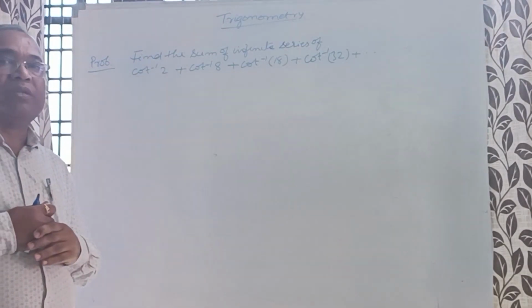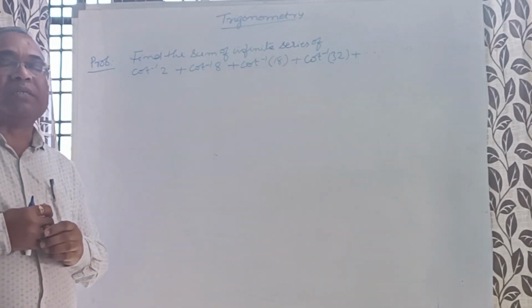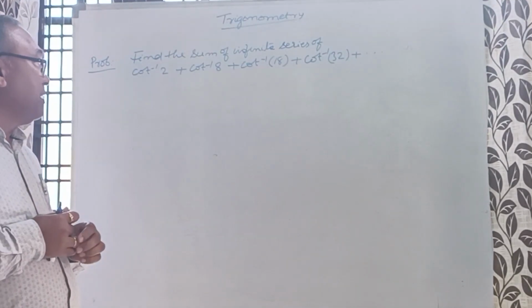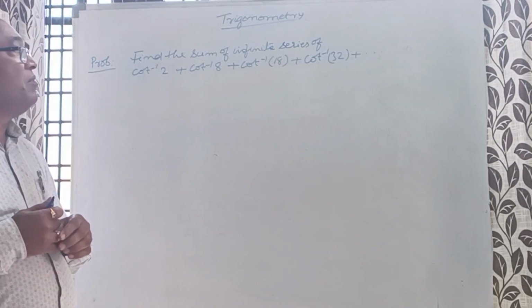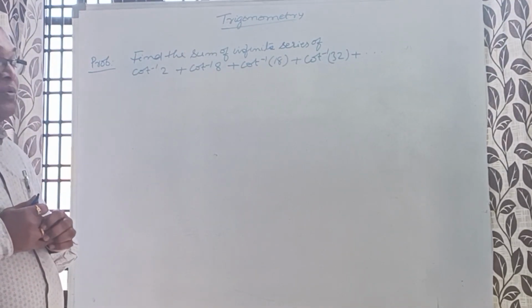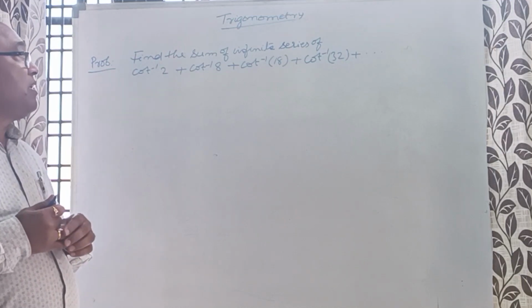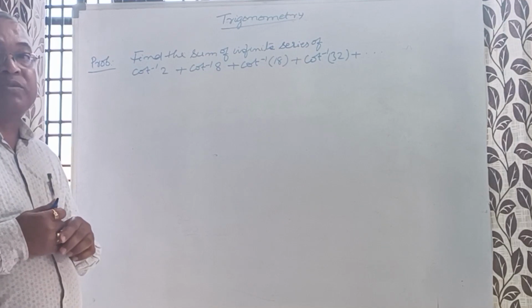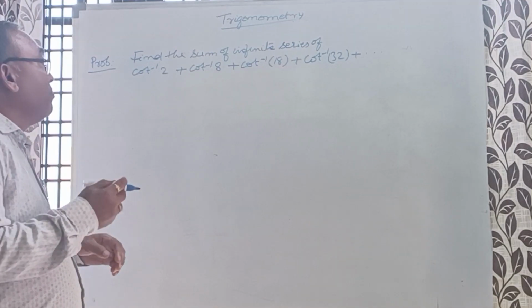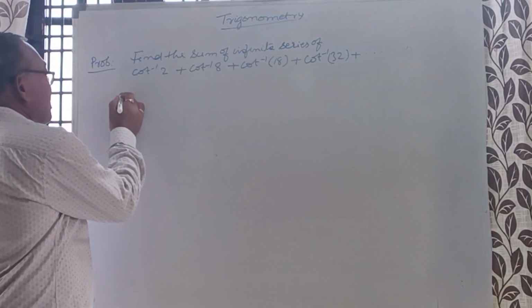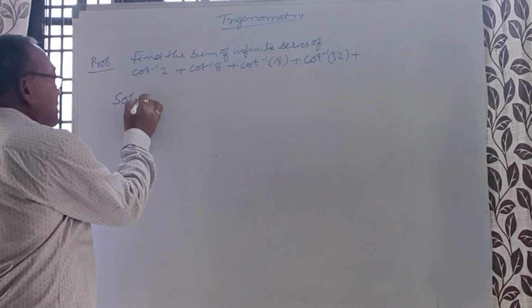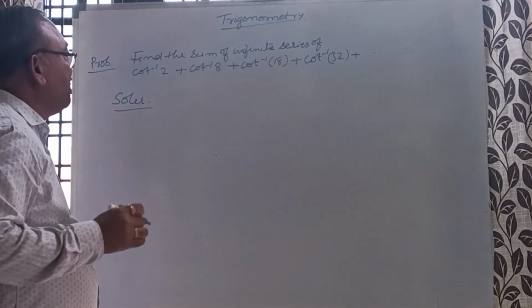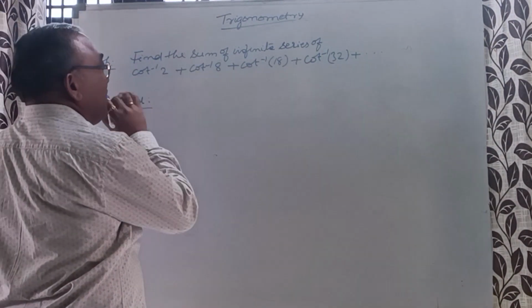Today I am going to teach you trigonometry functions. The problem is this one. Find the sum of the infinite series cot inverse 2 plus cot inverse 8 plus cot inverse 18 plus cot inverse 32 and so on. Now the solution of that: this is an infinite series.